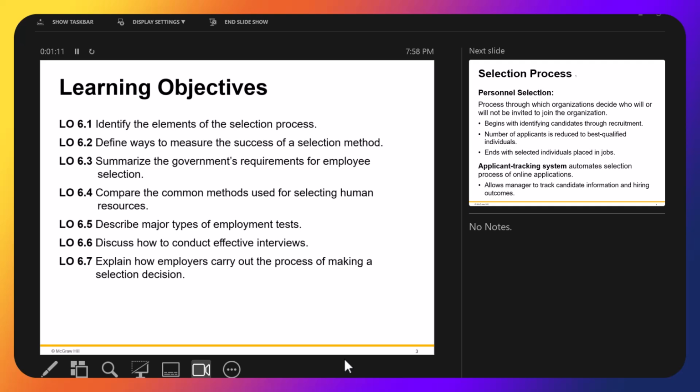Identify the elements of the selection process. Define ways to measure the success of the selection method. Summarize the government's requirements for employee selection. Describe the common methods used for selecting human resources. Describe major types of employment tests. Discuss how to conduct effective interviews. Explain how employers carry out the process of making selection decisions.